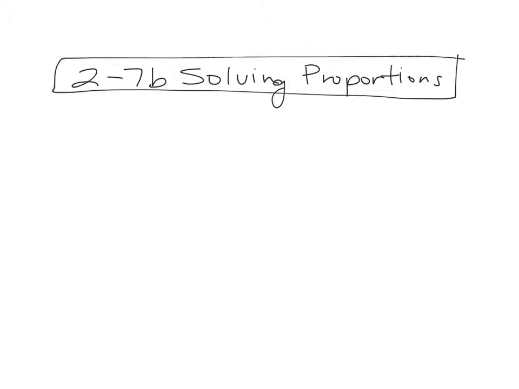Doing 7b, which is still solving proportions. So what you did on Friday was solving proportions. That was just cross multiplying, right? But there was just one number on top and one number on bottom on both of your ratios. Today is going to be a little different.